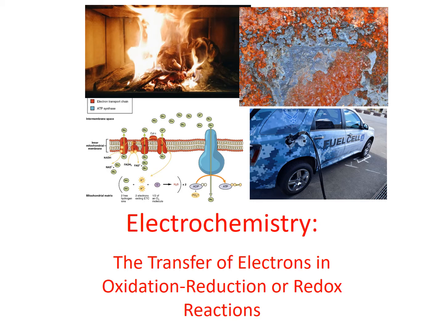So a lot of different biological processes are actually considered redox reactions because there's a transfer of electrons involved. So this is just a picture of cellular respiration, more specifically the electron transport chain. So of course that involves the transfer of electrons. Two more common examples are combustion as well as corrosion here in the upper right-hand corner, rusting. So these involve oxygen and the transfer of electrons from the substance that's either burning or that is corroding to that oxygen. And the last example that I have here is a fuel cell car.